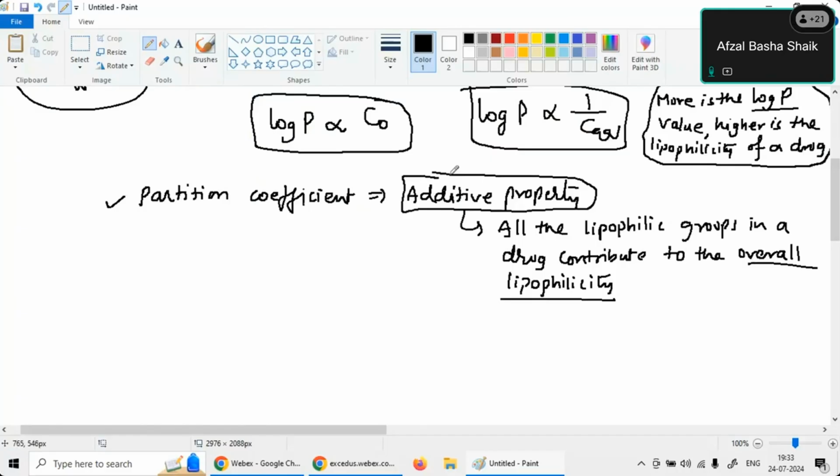Similarly, solubility is also an additive property. You have polar groups, all the polar groups are contributing to aqueous solubility. Similarly, are polar groups contributing for lipid solubility also, right? All lipophilic groups combine to form the overall lipophilicity. That is why partition coefficient is usually considered as an additive property, right?